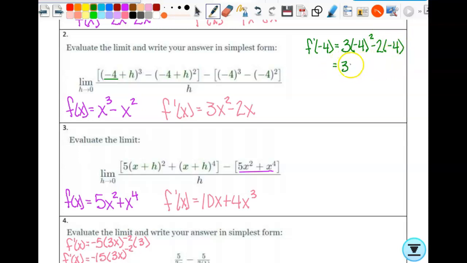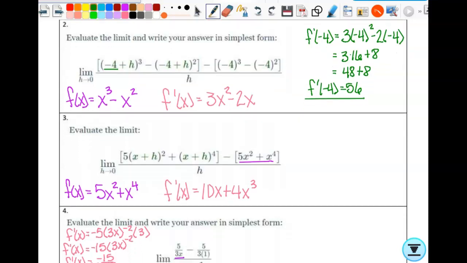It'll be 3 times 16 plus 8. 3 times 16 is 48, plus 8. And f prime of -4 is 56. What if all the answers are 56? Okay. So that's our final answer.